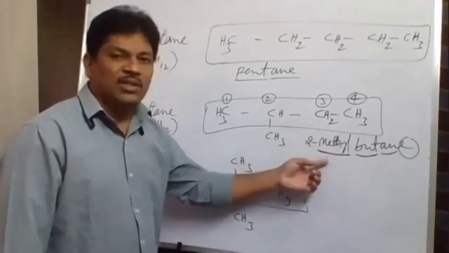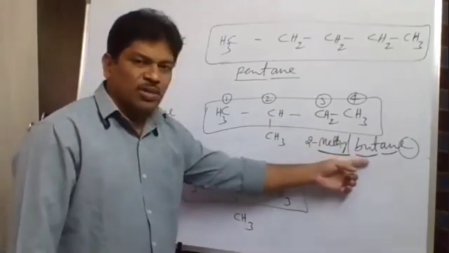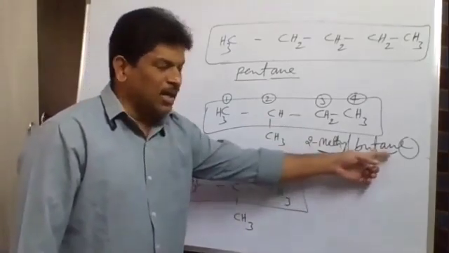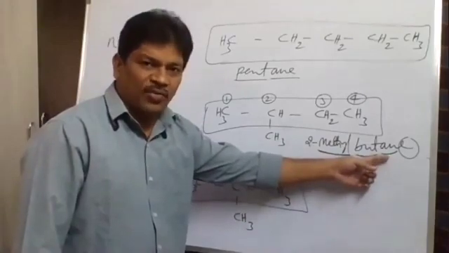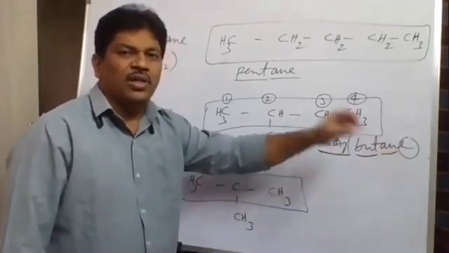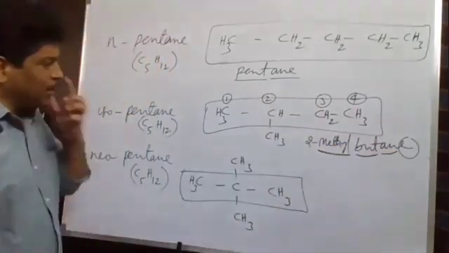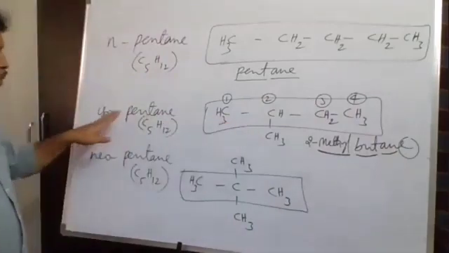And methyl is the secondary prefix. But is the word root. And an is the primary suffix. And e is itself the secondary suffix. And this is the IUPAC name of isopentane.